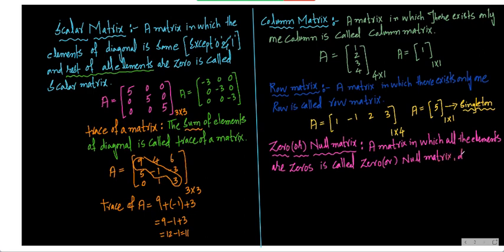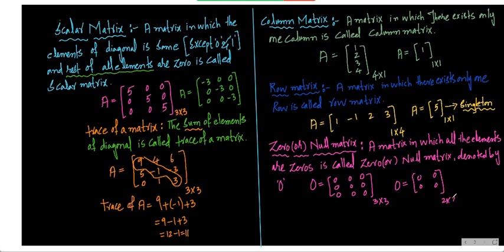Denoted by this O, capital O, and the examples are like this one: 0, 0, 0, 0, 0, 0, 0, 0, 0. This order is 3 rows and 3 columns. And one more example, in 2 by 2 also we can give, or 2 by 3, any example where all the elements are 0, is called a zero or null matrix.